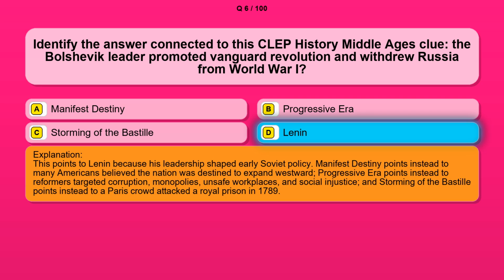Lenin. This points to Lenin because his leadership shaped early Soviet policy. Manifest Destiny points instead to many Americans believed the nation was destined to expand westward. Progressive Era points instead to reformers targeted corruption, monopolies, unsafe workplaces, and social injustice. And Storming of the Bastille points instead to a Paris crowd attacked a royal prison in 1789.